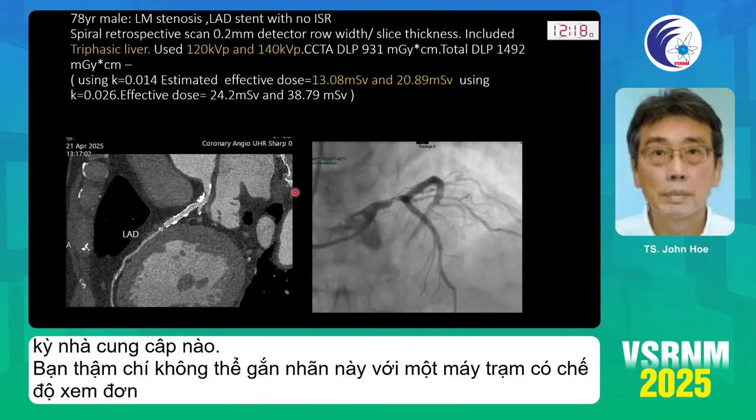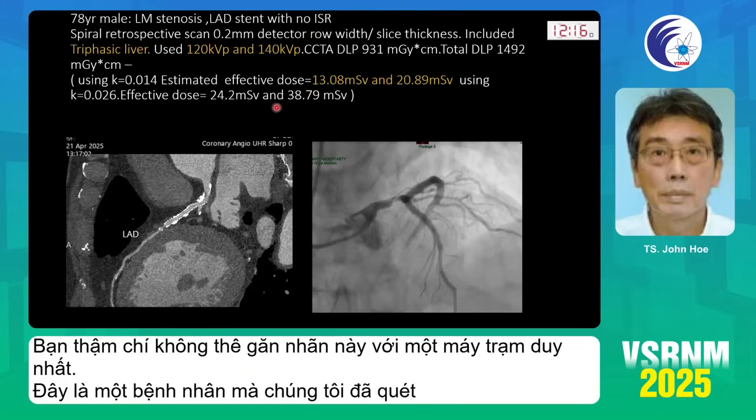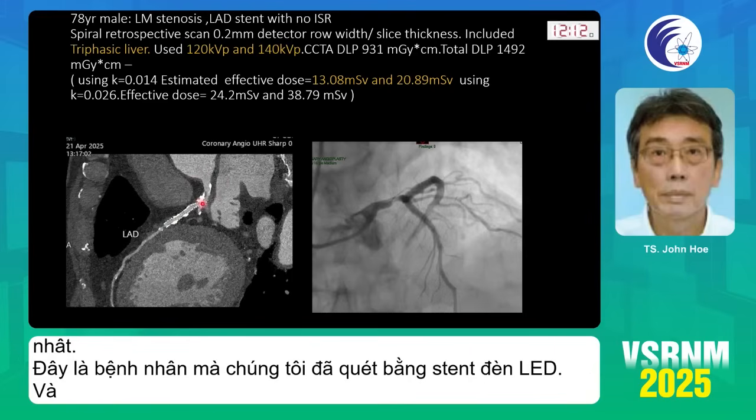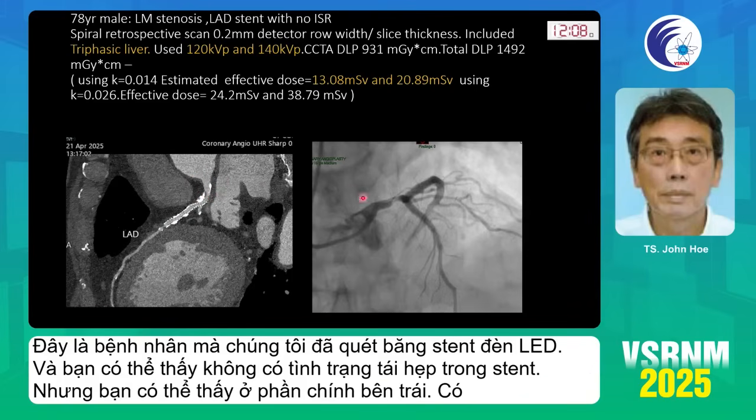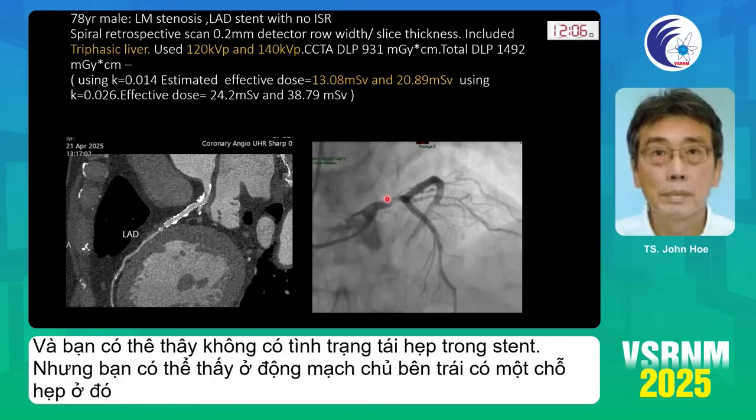This is a patient that we scanned with a LAD stent, and you can see there's no in-stent restenosis, but you can see in the left main there is a stenosis there, which is confirmed on angiogram.